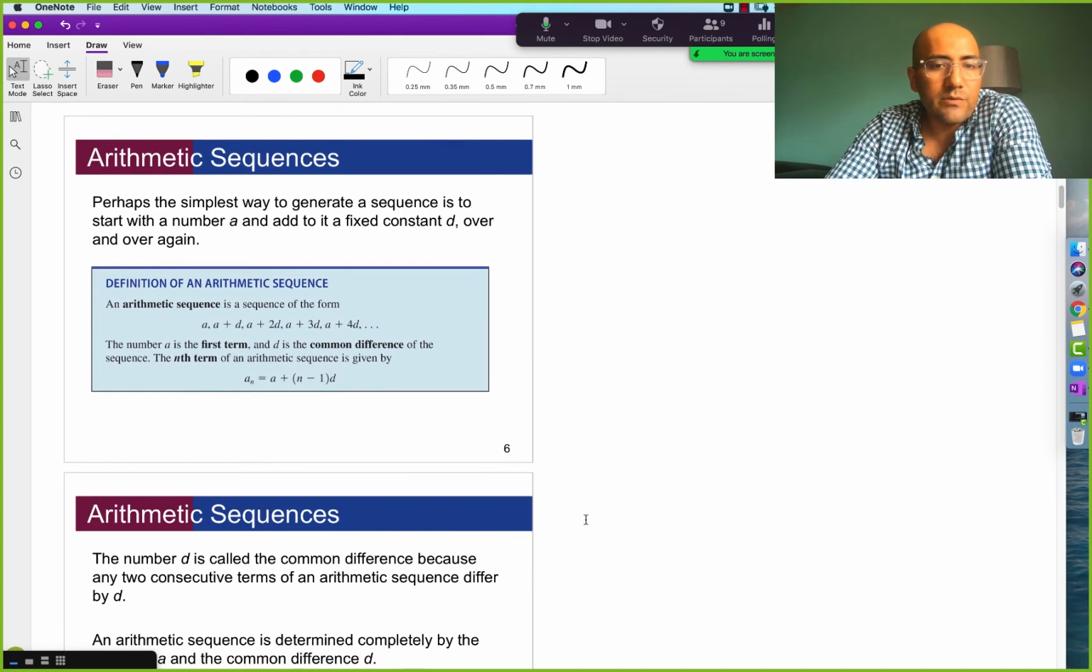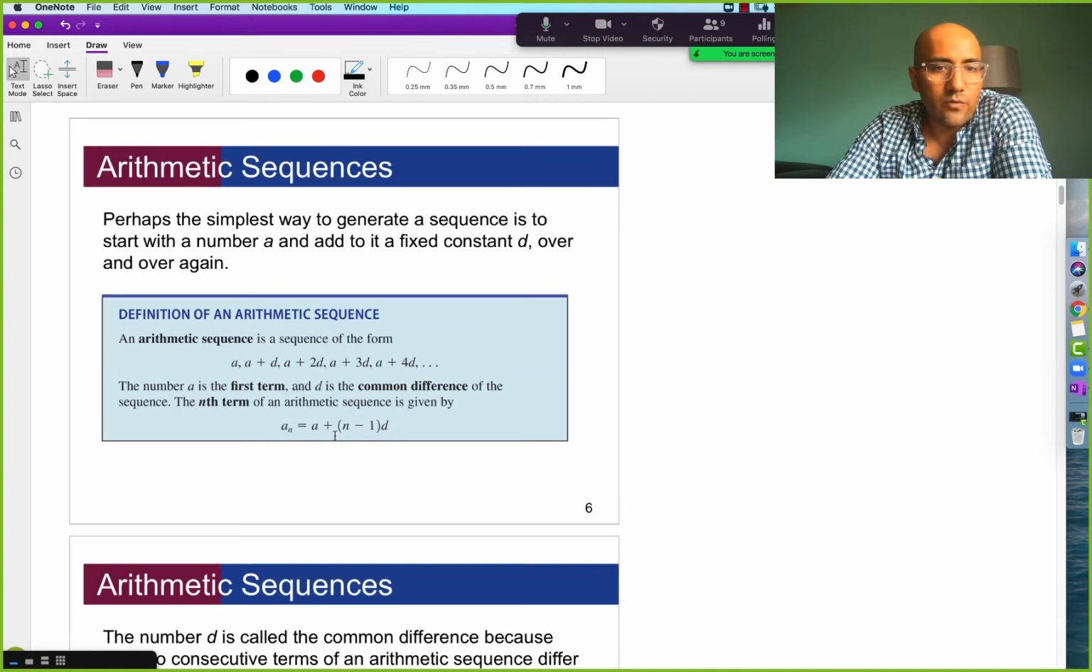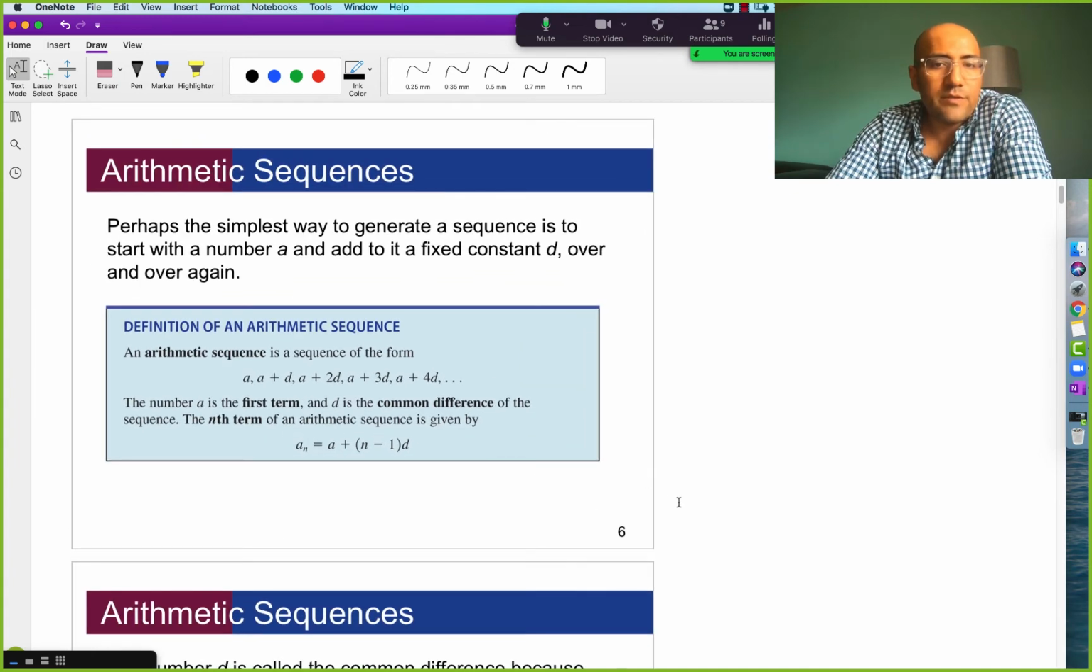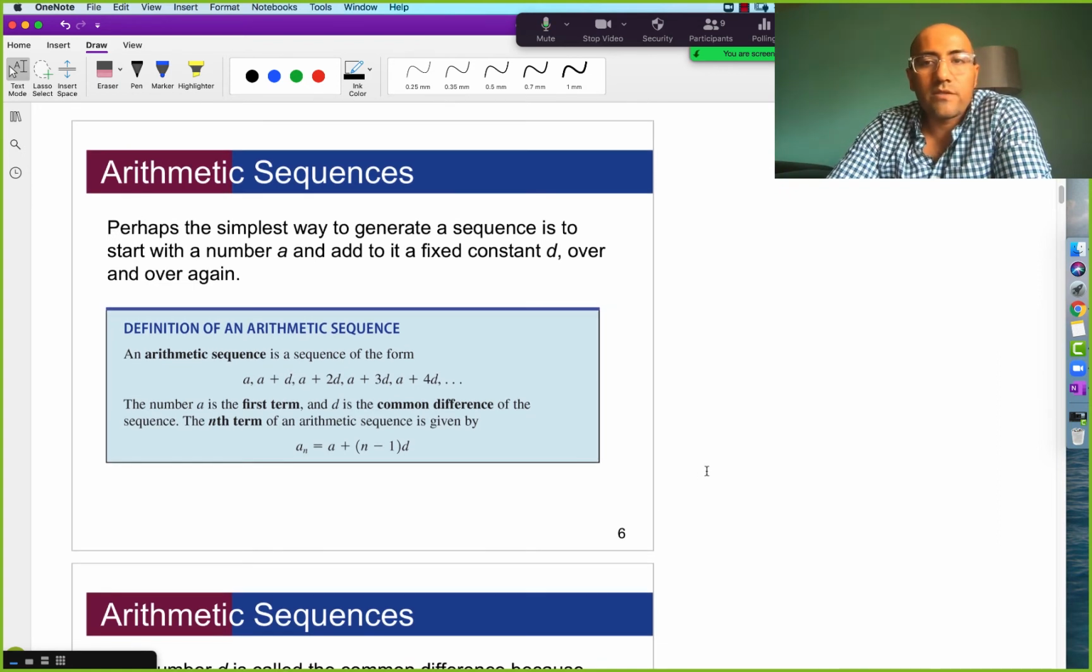So an arithmetic sequence is a sequence that fits this pattern. So let me zoom in a little bit more here. Perhaps the simplest way to generate a sequence is to start with a number a and add a fixed constant d over and over and over again. So it's a sequence where the pattern from one term to the next is very, very simple. It's just that we add something to it.